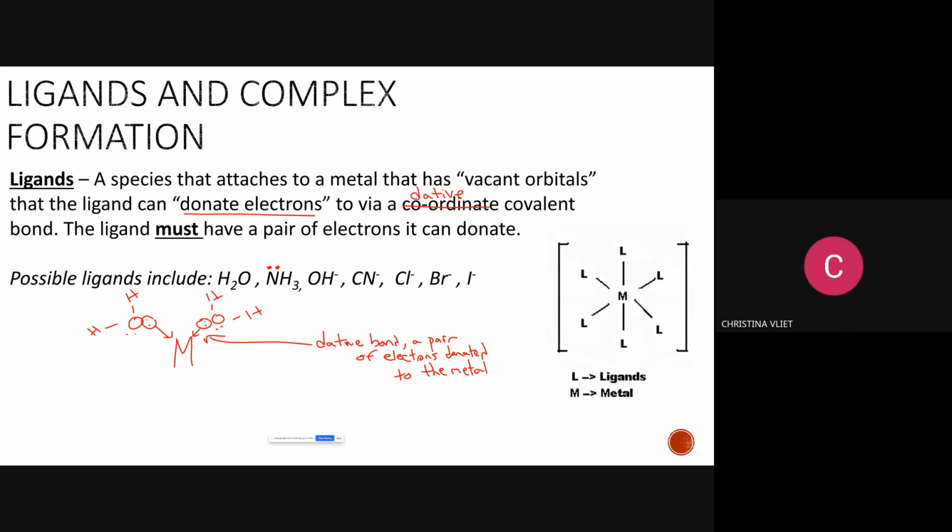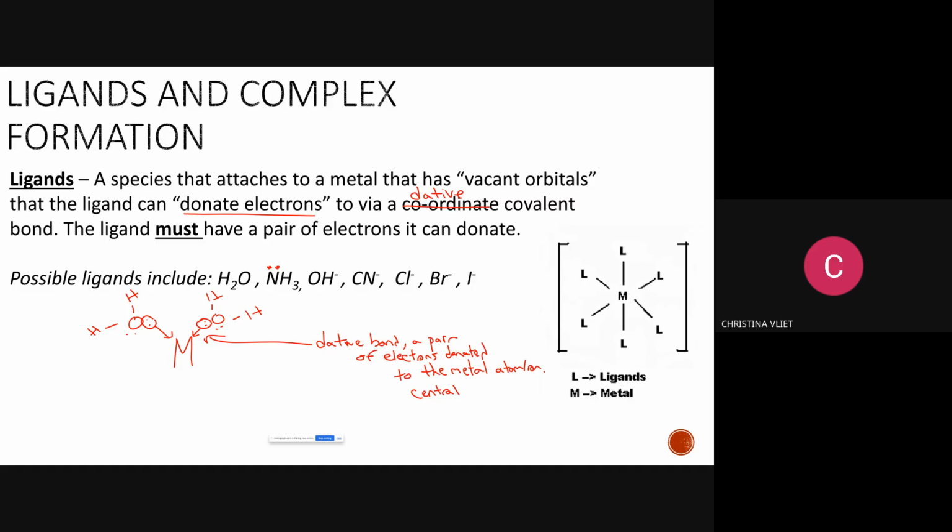The metal in the middle, it's going to be a central metal. Central metal atom or ion. That's what we're talking about here. And so ligands are the species that are on the outside of the metal that are donating electrons to it. And the requirement for a ligand is that it has to have at least one pair of electrons.